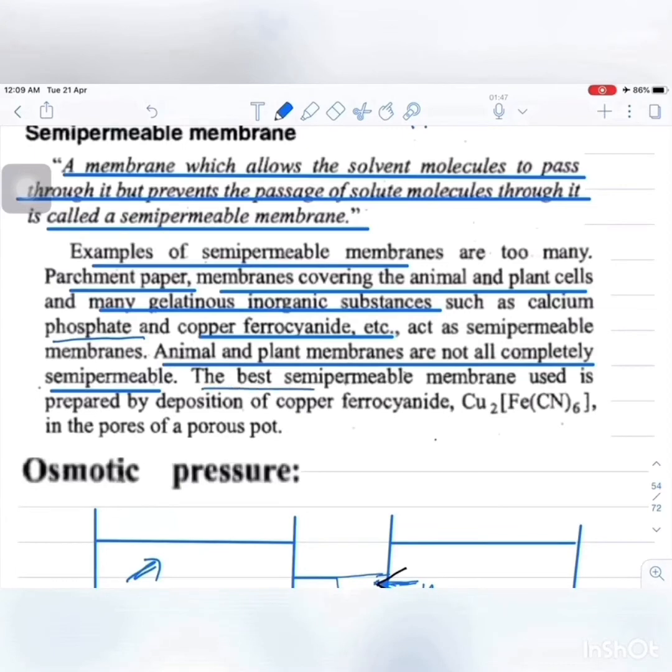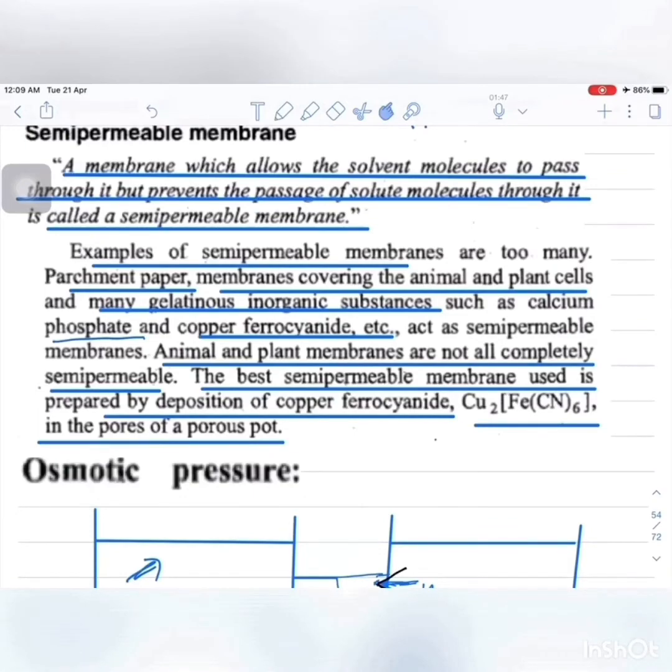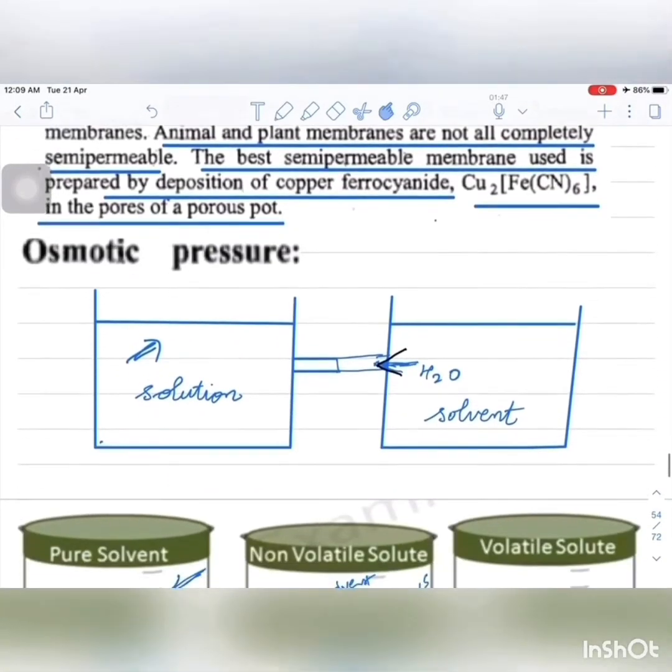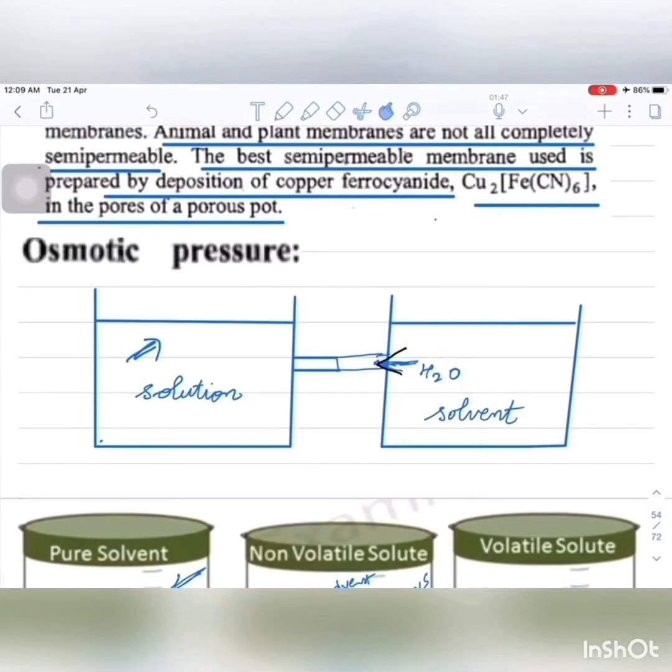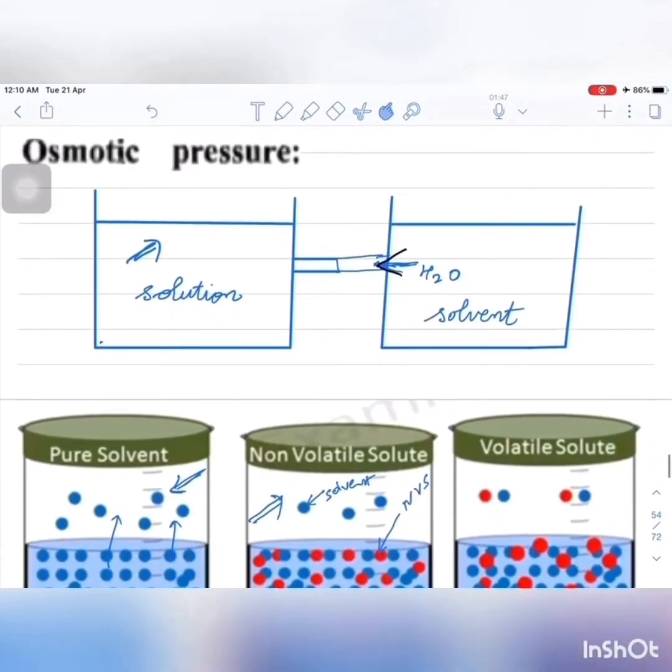The best SPM used is prepared by deposition of copper ferrocyanide, Cu2[Fe(CN)6], in the pores of porous part. If we deposit Cu2[Fe(CN)6] on the pores of porous part, then we get complete and best SPM. Now we learn osmotic pressure.